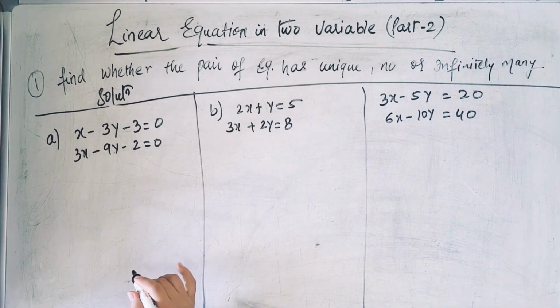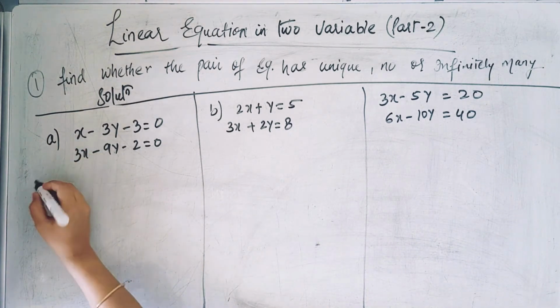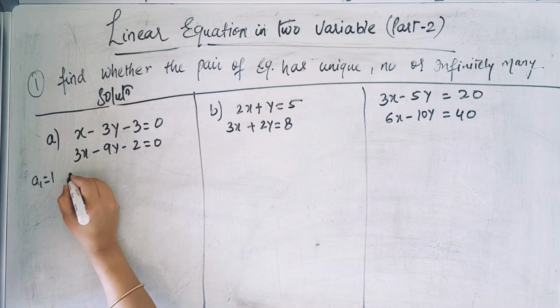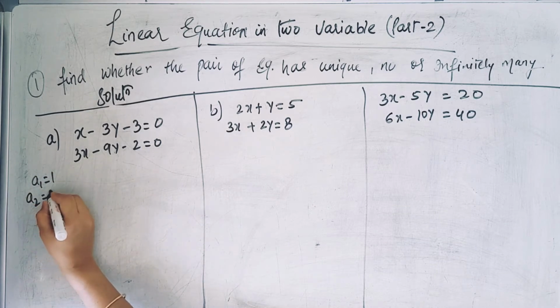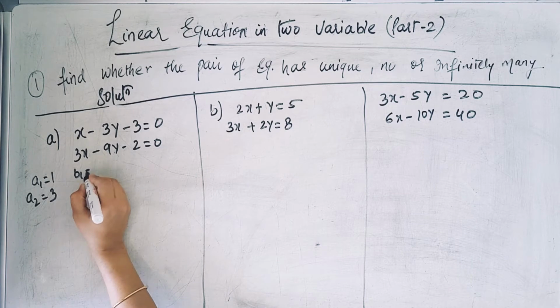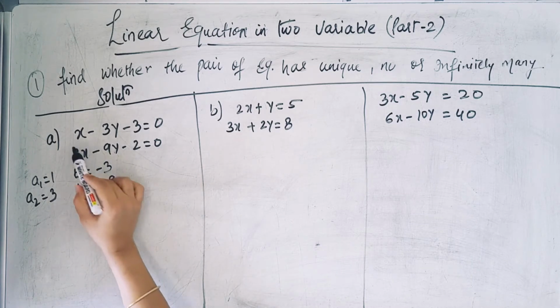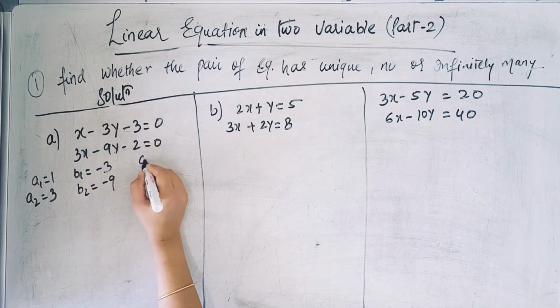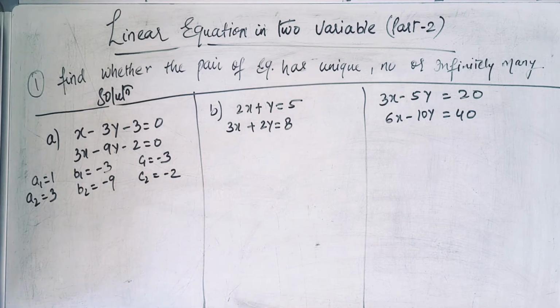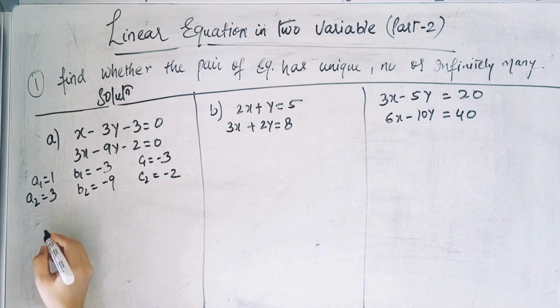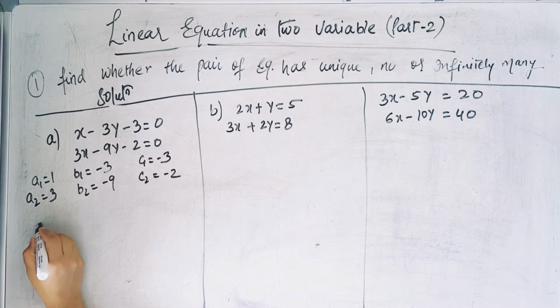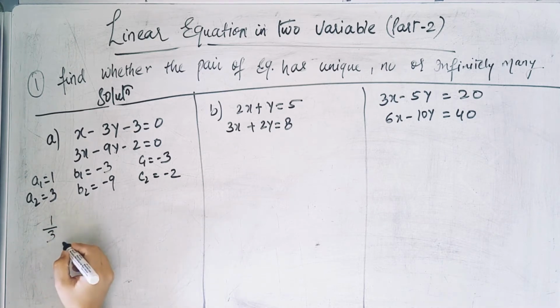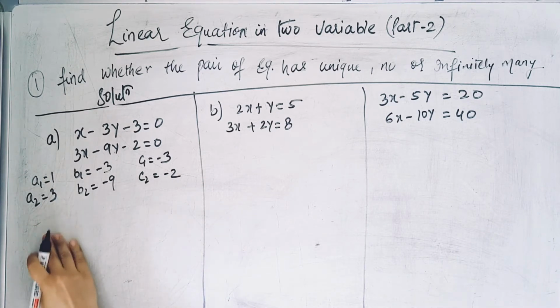Now if we compare this equation, here what is A1? A1 is 1 and A2 is 3. B1 is minus 3, B2 is minus 9. This is the first equation and this is the second equation. C1 is the constant term, minus 3, and C2 is minus 2.